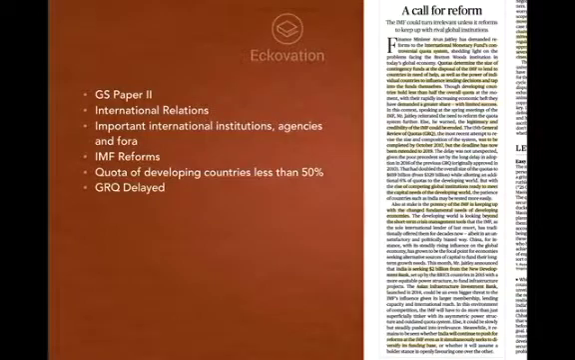So the general review of quota, in which developing countries have been demanding an increased quota, has been delayed by 2 years. This is causing dissent in developing countries.